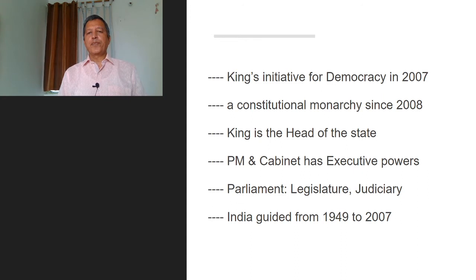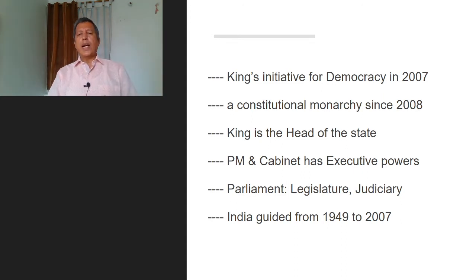And another important thing about this is that there was an agreement in 1949 under the guidance of the British government between India and Bhutan, according to which India was not supposed to interfere in the internal affairs of Bhutan, but it was supposed to guide Bhutan for its external affairs.